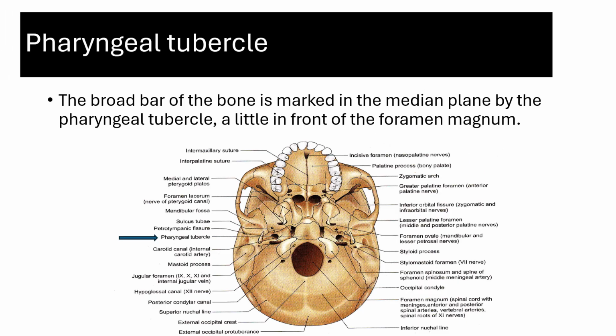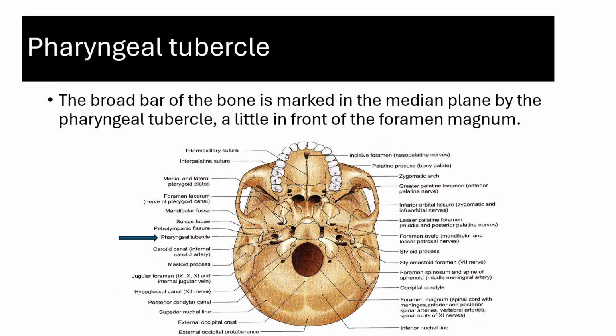So what is the pharyngeal tubercle? The broad bar of the bone is marked in the median plane by the pharyngeal tubercle, a little in front of the foramen magnum.